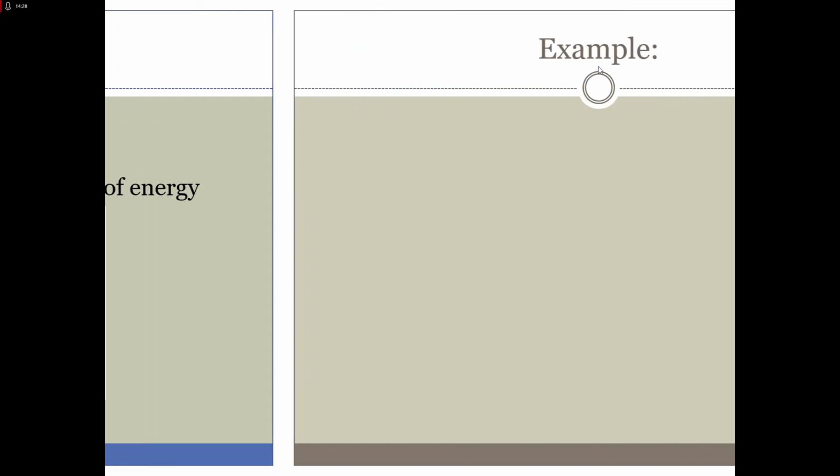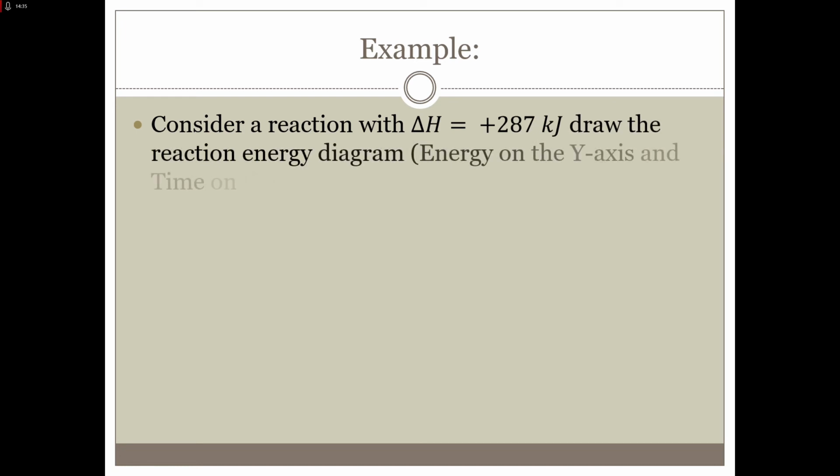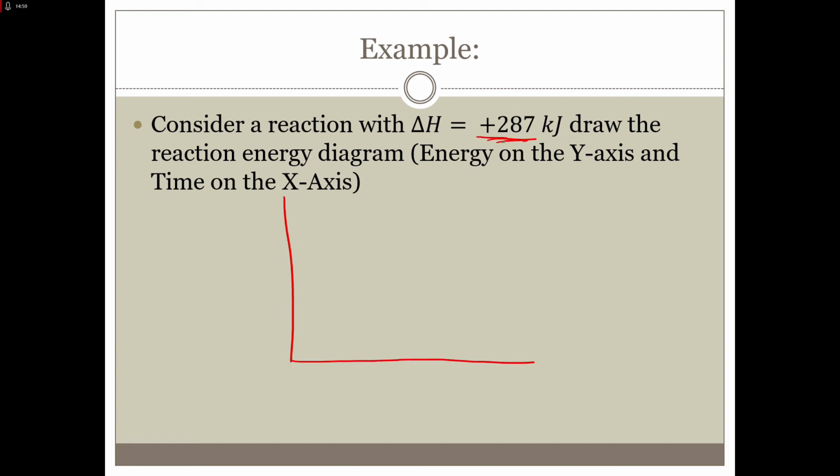Alright, so let's go through a quick example of how to draw one of these diagrams. Consider this reaction. It has an enthalpy change of plus 287 kilojoules. Draw the reaction energy diagram, with energy on the y-axis and time on the x-axis. So here we go. Here it shows we have a positive 287 kilojoules. Delta H is positive, greater than 0. This is going to be an endothermic reaction.